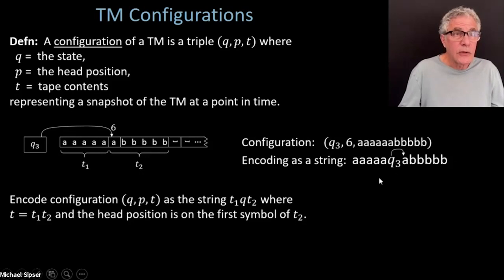Here's the tape contents, which I'm writing formally here. I'm breaking the tape contents into two parts, which I'm calling T1 and T2. This is the T1 part, the T2 part, and I'm putting the state in between T1 and T2, where I have in mind that the machine's head position is right at the beginning of T2. But maybe this picture just says it all and it's clear enough. So just keep in mind that when we're writing down configurations of machines, we're typically going to write it down this way.